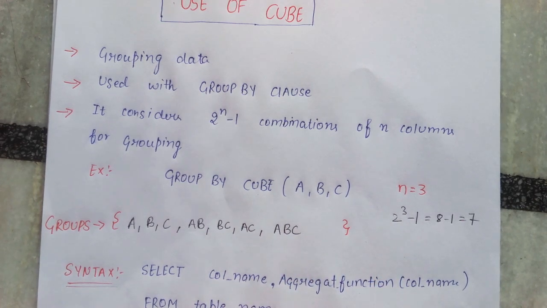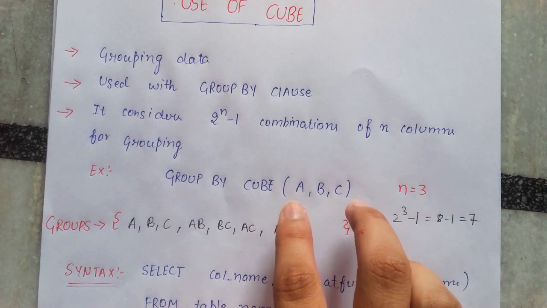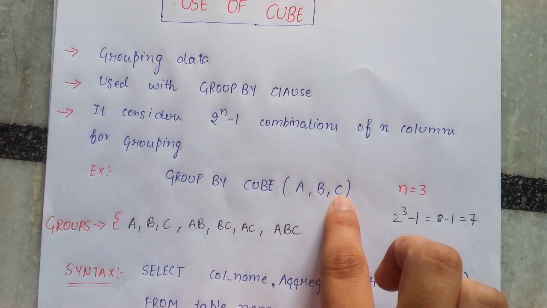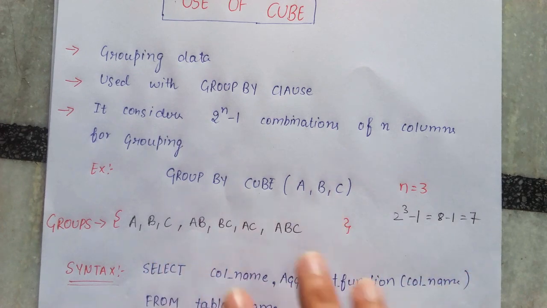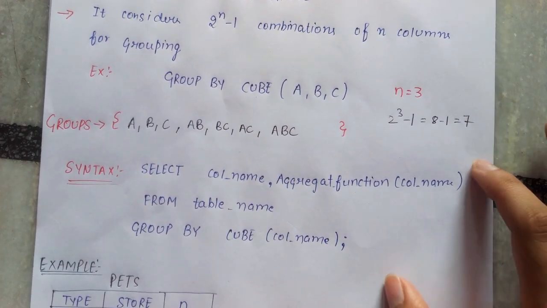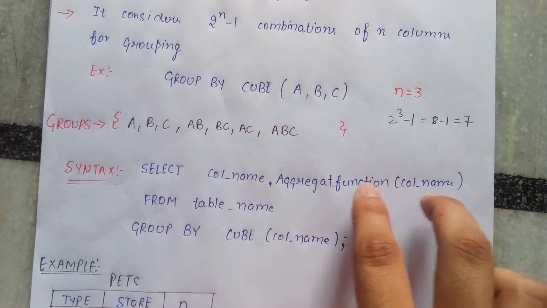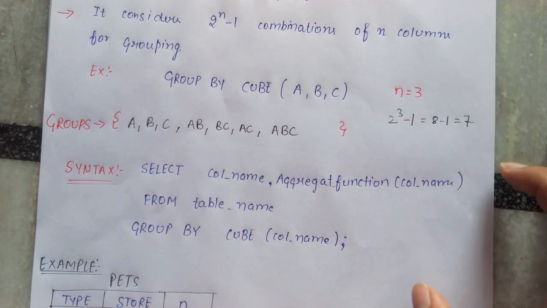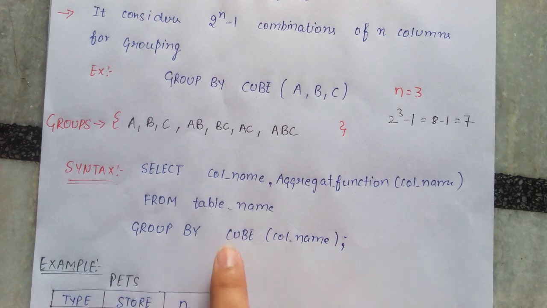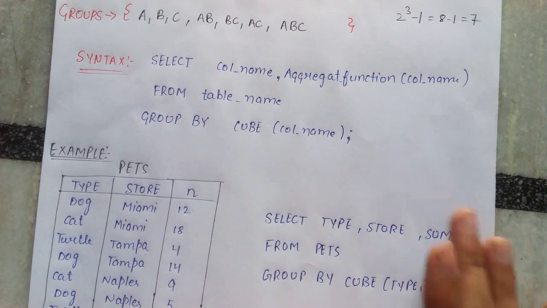So this is the case and the use of this cube. It will take all the possible combinations of grouping this table. It groups the data on the basis of all the possible combinations that can be made by using these columns. So this is the syntax for this cube: select column name, aggregate function on the column name on which we want to apply the aggregate function, from table name, group by cube, column names. It is the same as a group by clause, but the only difference is that we use this cube along with the group by. Now let us understand this with the help of an example.